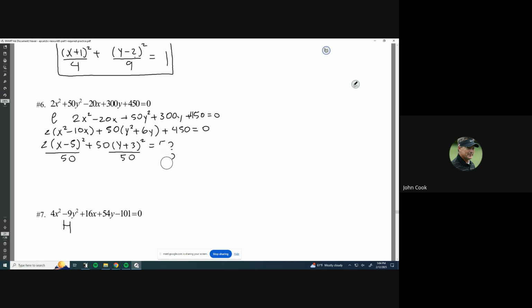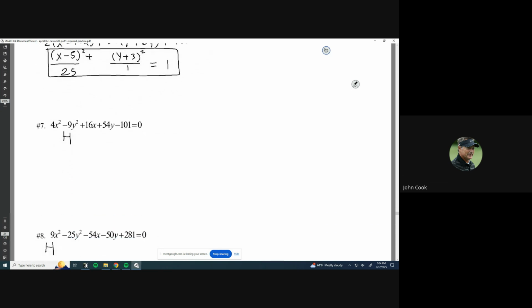Okay, so 50 over 50 is 1. And then 50 over 50, that cancels out. But let's leave a 1 down here, okay? Because that's going to help us out. Because remember, we need something in the denominator. And then 2 and 50 are both divisible by 2, so that turns into 25. So this is the standard form for this ellipse.